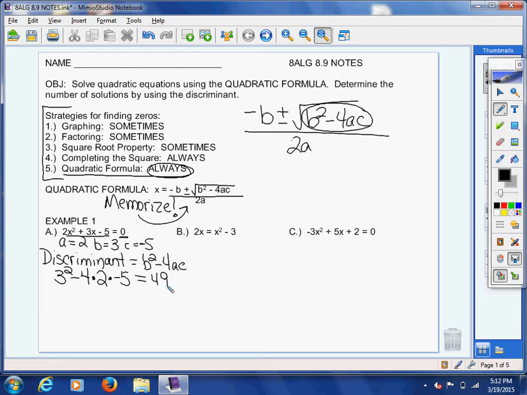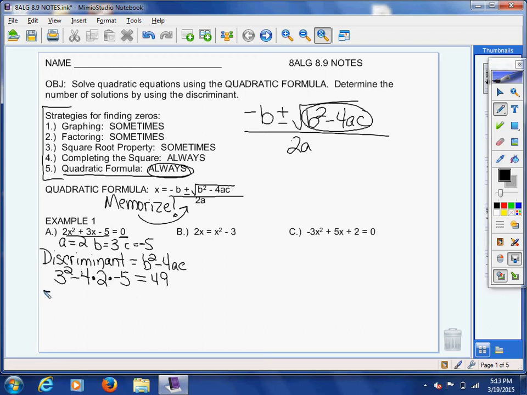Now, as long as that number is positive or 0, you can keep moving forward and solve the problem. If it's a negative number, you can't take the square root of a negative number. And so if we come across that situation, I'll try and show you what that looks like. Okay, so now we know what b squared minus 4ac is. We know what's underneath the square root. So it's going to make it really easy to plug in from here.